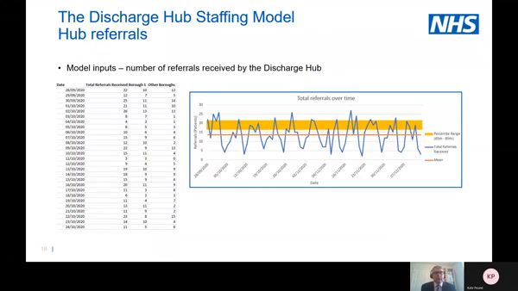This slide shows the referrals into the hub. The number of referrals received by the Discharge Hub are displayed split between the local borough and out of area borough. You can see that there is a significant proportion of referrals received by the out of area borough patients. The referrals are displayed over time, and you can see that there is variation on a daily basis.